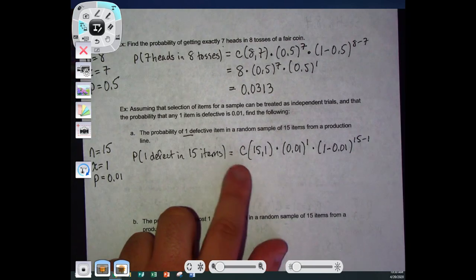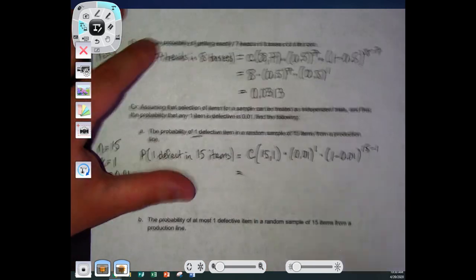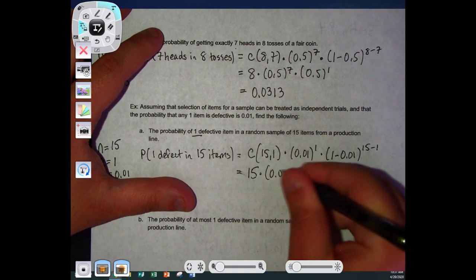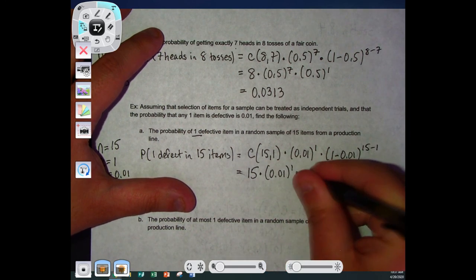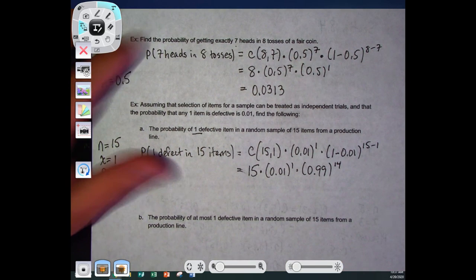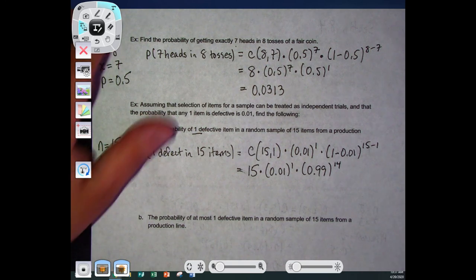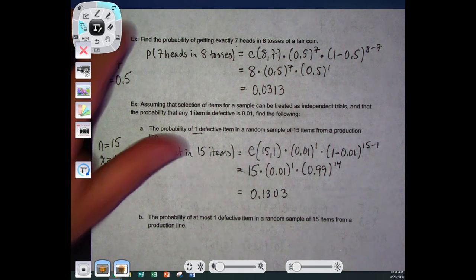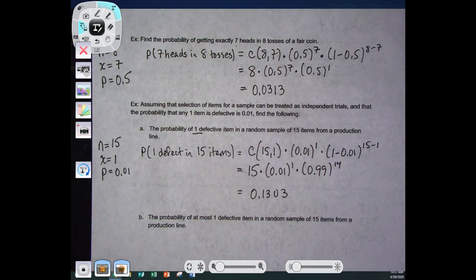So the combination of 15 pick 1, that's 15, times 0.01 to the first power times 0.99 to the 14th power. So when we calculate that, we end up with 0.1303. So there's a 13% chance, a 0.1303 probability of picking one defective item in a sample of 15.